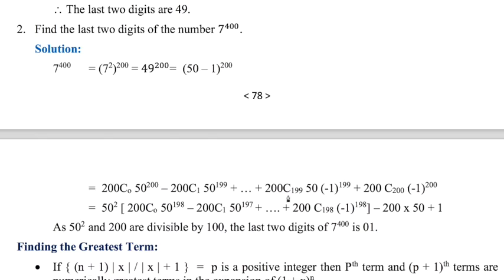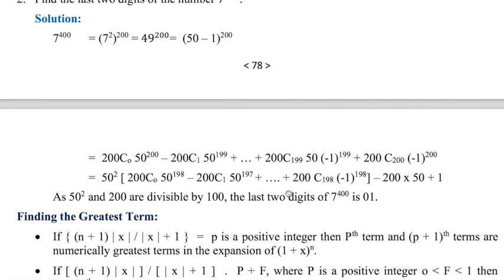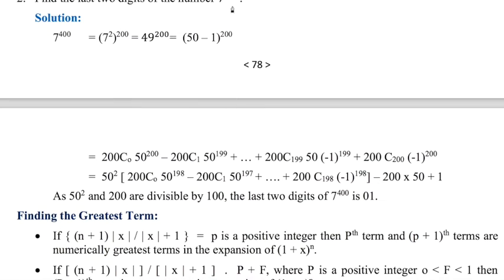Right, I got the problem. Find the last two digits of the number 7 power 400. 7 square whole power 200. 49 whole power 200. So 50 minus 1 whole power 200. Okay, again expand.